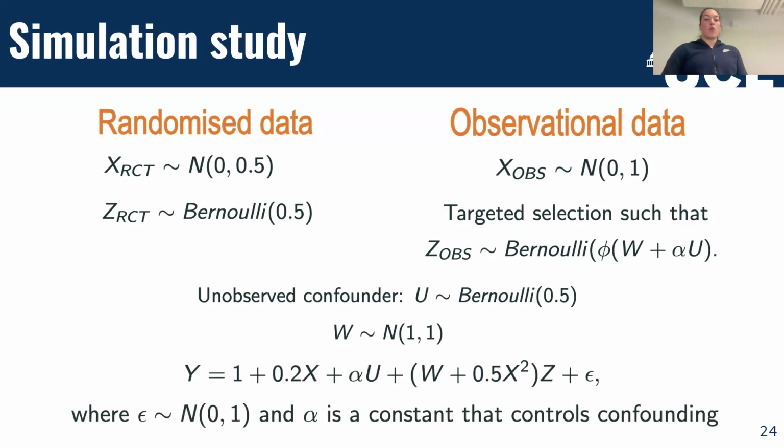And then I set my outcome to be 1 plus 0.2x plus alpha U plus W plus 0.5x squared Z plus some errors. The errors are normal 0, 1. This alpha, as you can see, here and here, is a constant that we predefined before that controls the confounding that I'm going to have. The bigger it is, the more confounding I have, the stronger the confounding is.